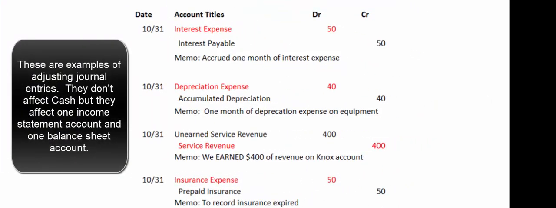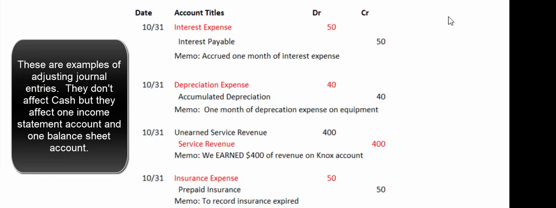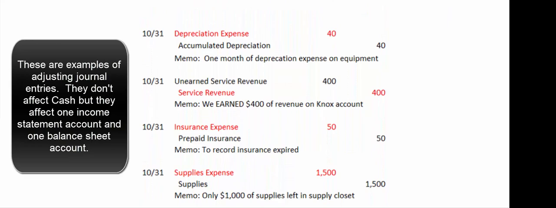And they never affect cash. They always affect one income statement account and one balance sheet account. In this example, I show the interest expense, which is an income statement account, in red, and the balance sheet account, which is interest payable, is in black font. So step 5 is making adjusting journal entries to get our revenue and our expenses into the right periods.